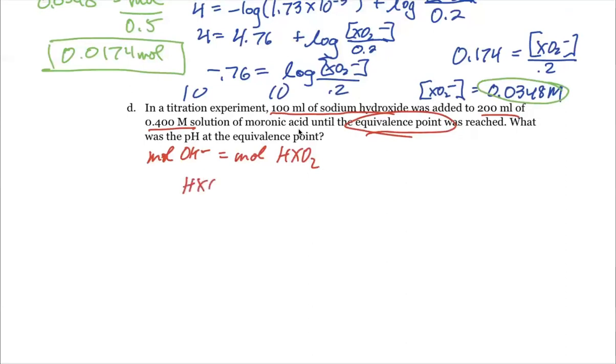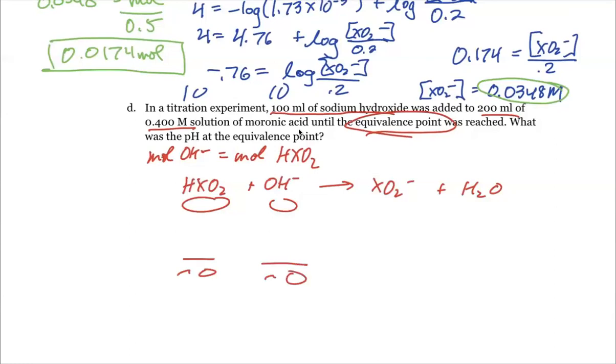So I have the acid reacting with the base to form the conjugate base and water. The whole point of equivalence is these two moles are the same, so these both end up being about 0 at the end. However, we are making a significant amount of the conjugate base, and therefore that base is going to make the solution basic at that point. So I need to figure out how much base we formed.